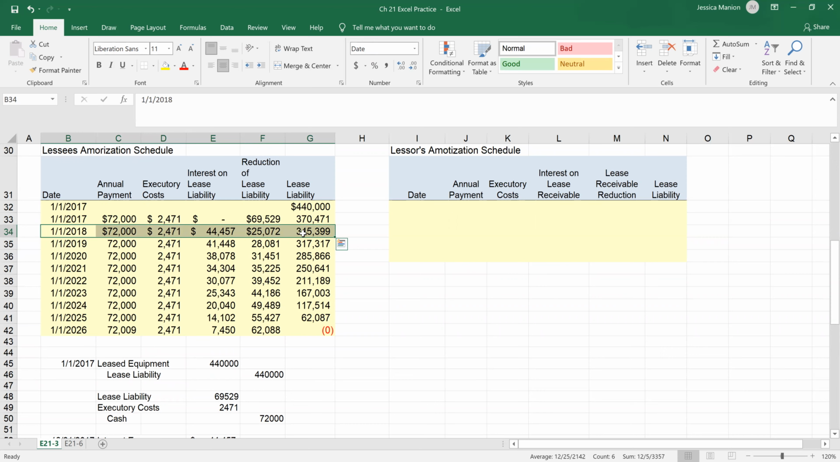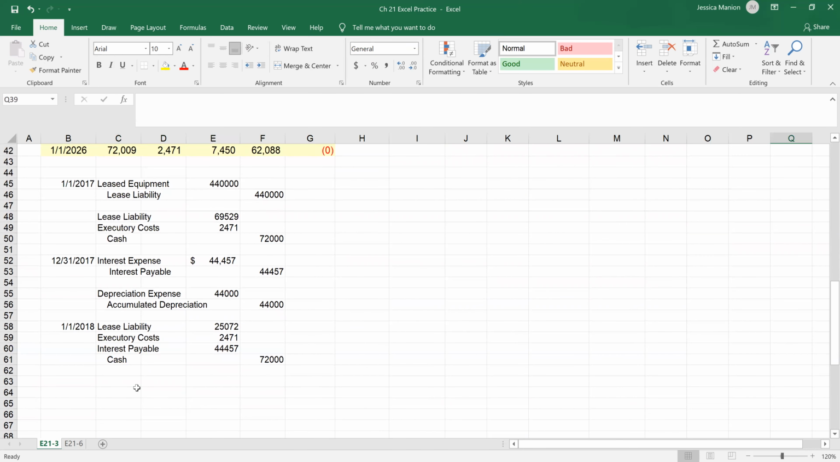How our payment is allocated. Okay. So then we get to the end of 2018, 12/31/18. We have to record interest for the year. And then we also have to record our depreciation. So we're going to do these same two entries.